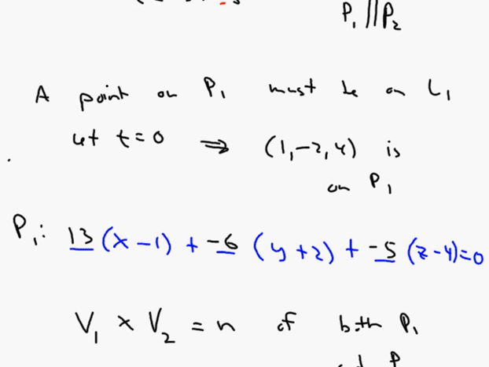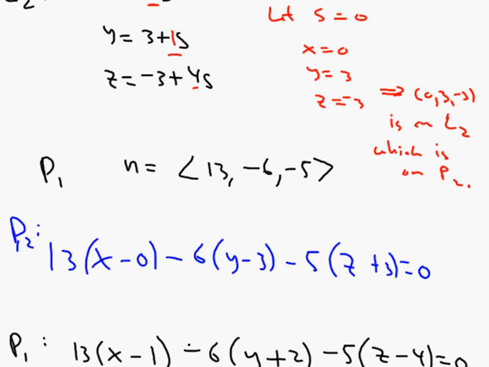I wrote a point on plane 1 must be on line 1. I really should write this just to be consistent. I should really write this as the point that's on line 1 must be on plane 1. Okay? And therefore, when we sub in t equals 0 to the first parametric equation for line 1, we get this point, which is also on plane 1. Okay? All right. So I think we're all right now.